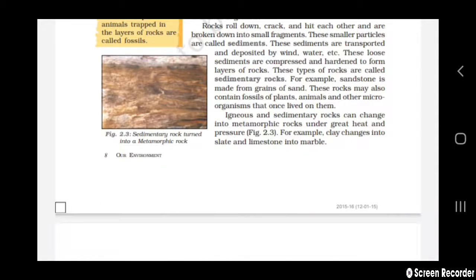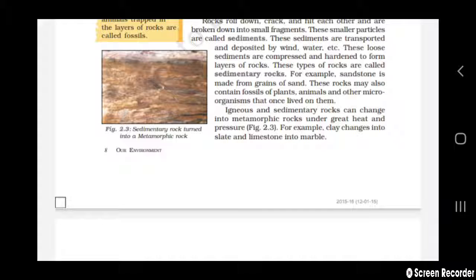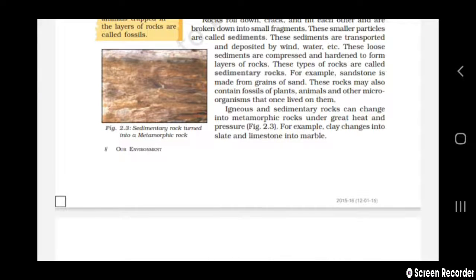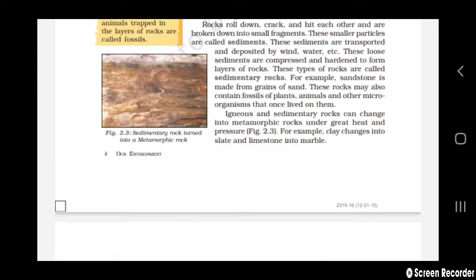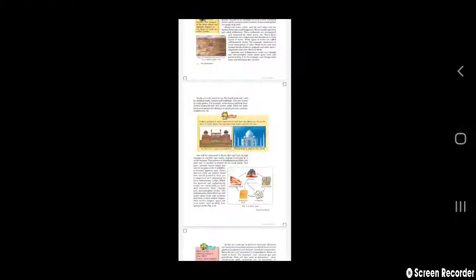Next, igneous and sedimentary rocks can change into metamorphic rock. Igneous and sedimentary rocks can change into metamorphic rock under great heat and pressure. For example, clay changes into slate and limestone into marble.